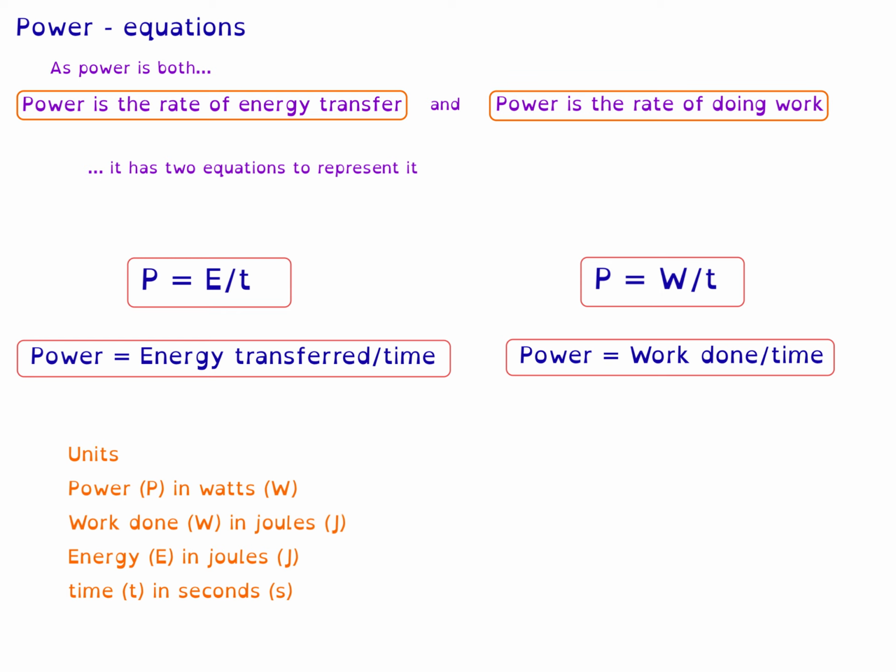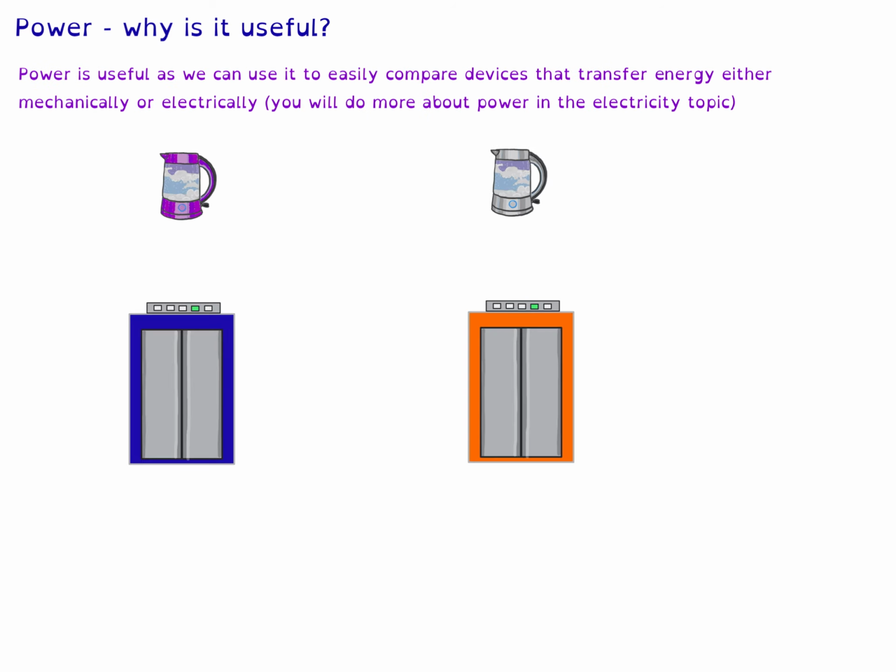For these equation questions, you may have to convert some units. So remember, 1 kilowatt is 1,000 watts. So for example, 3 kilowatts is 3,000 watts. And 1 minute is 60 seconds, so 20 minutes is 1,200 seconds. Power is useful as we can use it to easily compare devices that transfer energy, either mechanically or electrically. You'll do more about power in the electricity topic.